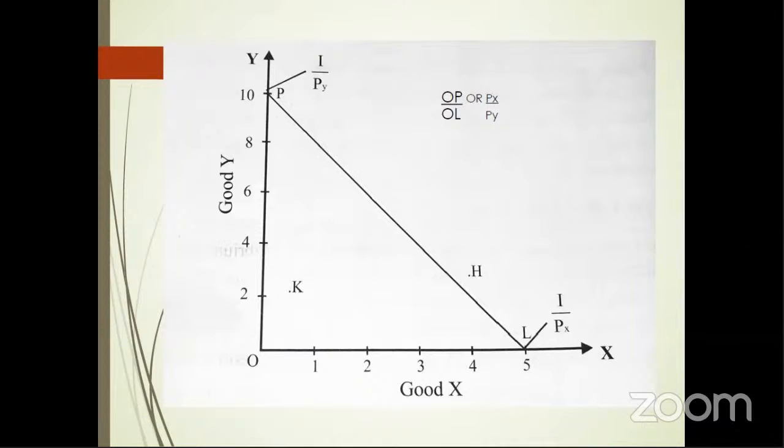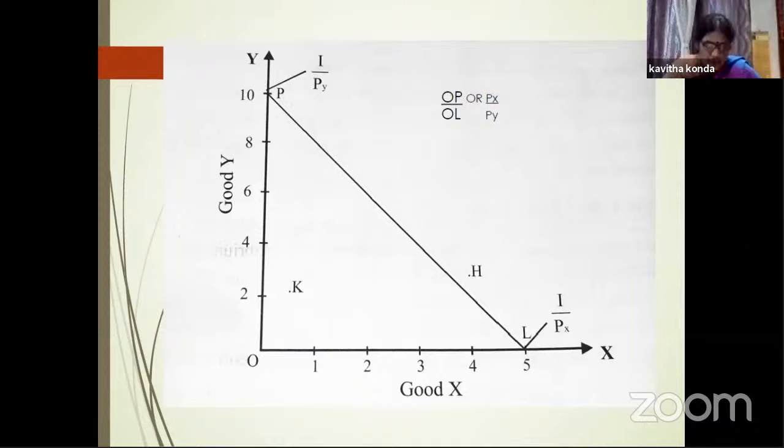So this is how the price line and budget line are derived. And in the next class we will go further. We will discuss the consumer's equilibrium by using indifference curves, the budget line and the price line.